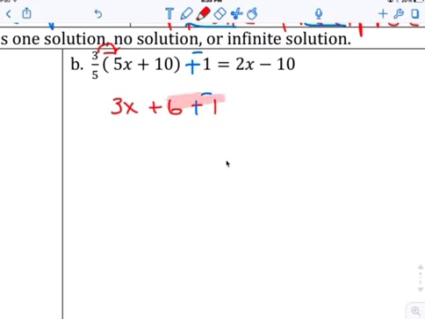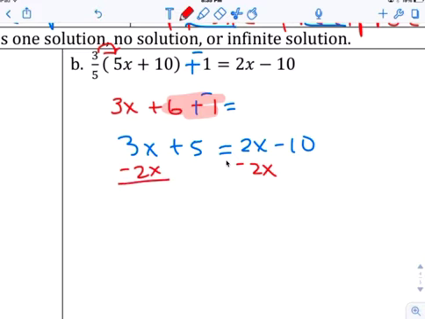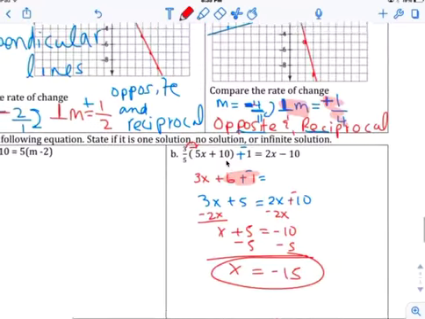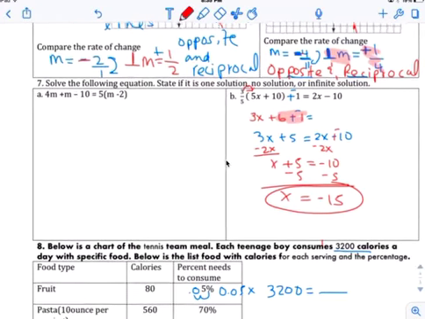So these two are alike. You get 5. 3x plus 5 equals, bring down the 2x minus 10. Minus 2x minus 2x. That's x plus 5 equals negative 10, additive inverse. Minus 5 minus 5, x equals negative 15. One solution, right? There's nothing to divide. Divide by 1, it doesn't change anything, so we don't have to go further. It's one solution. And then you do the other one.